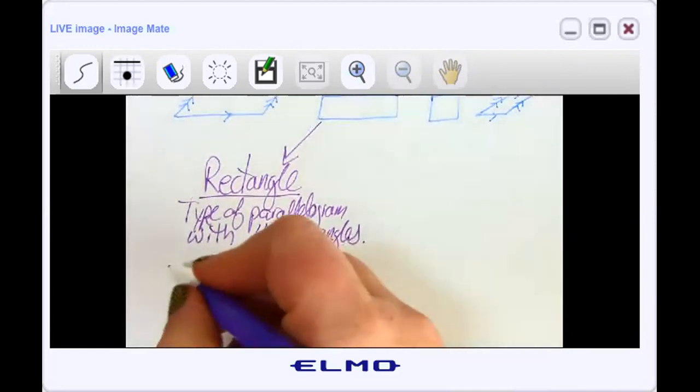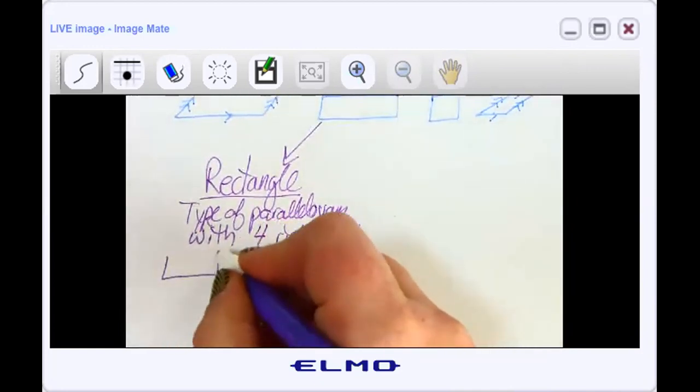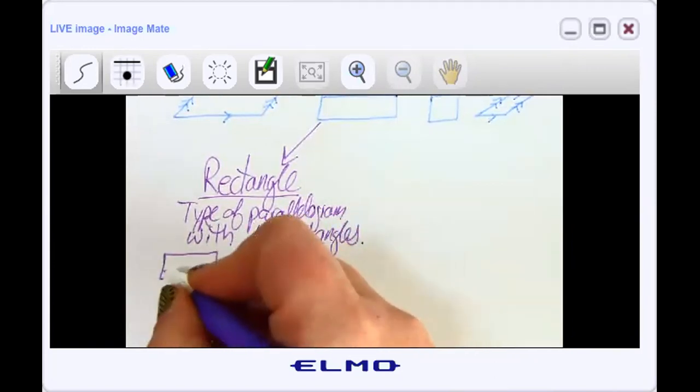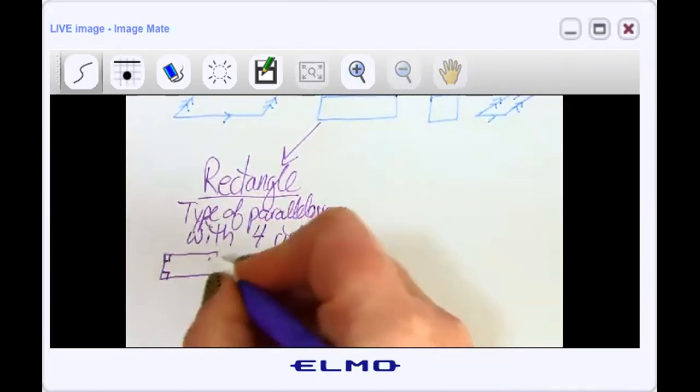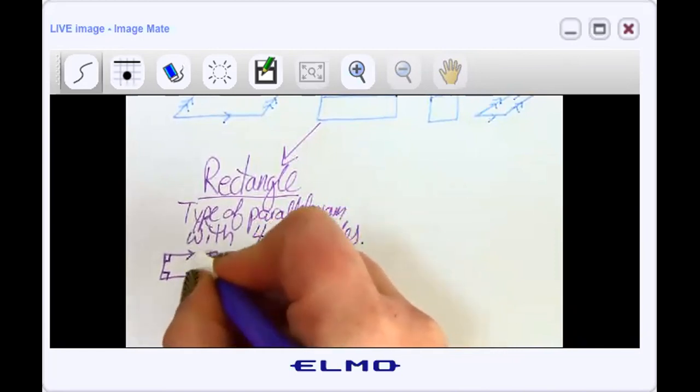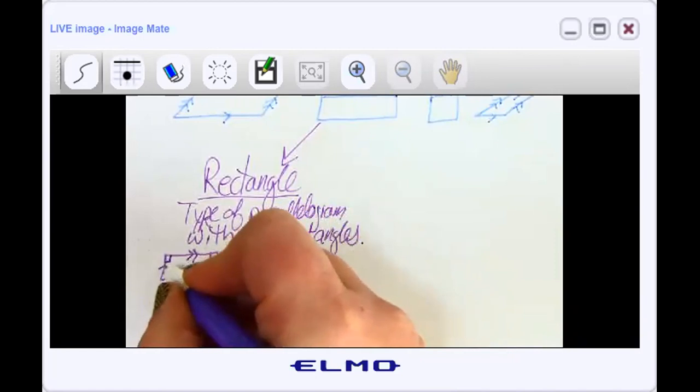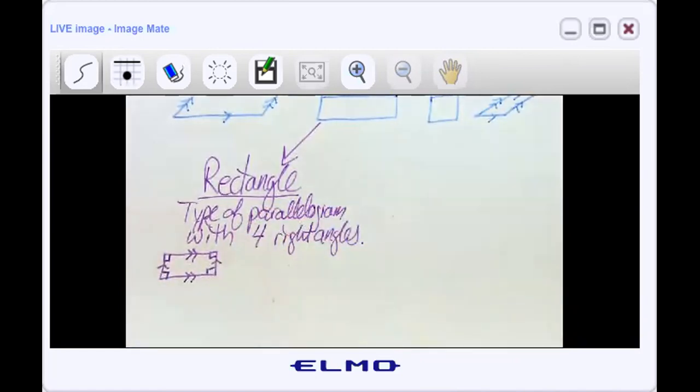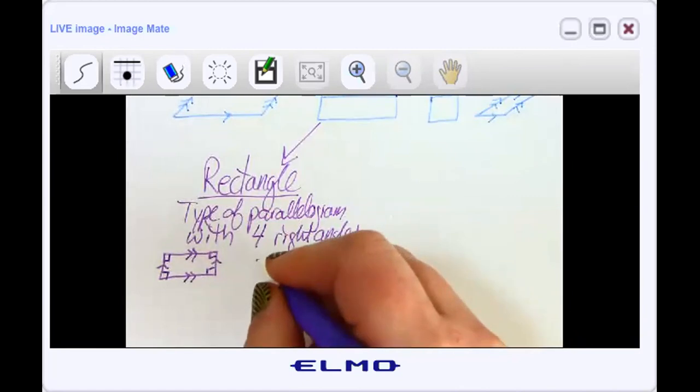Okay, so let's go ahead and draw a picture. So first you start off as a parallelogram, and then we're going to note that all my angles are right angles. So I do have both of those pairs of opposite sides parallel and 4 right angles. Cool. And of course, rectangles can look all sorts of different ways.